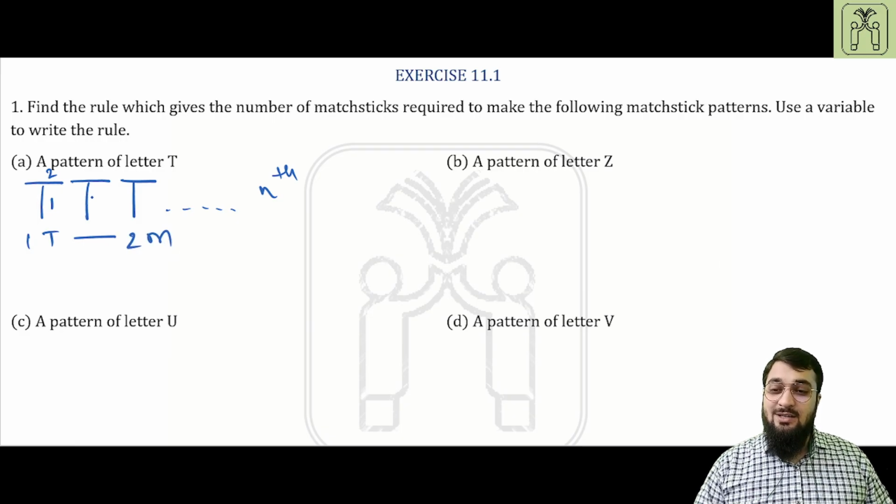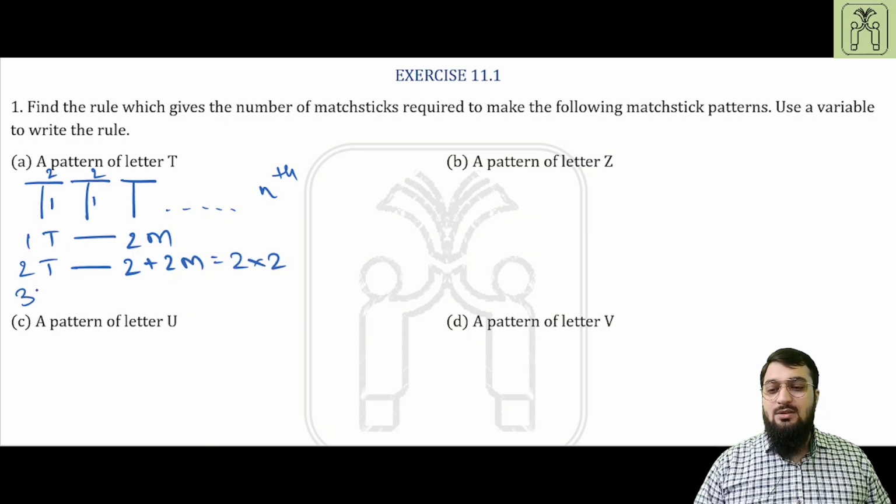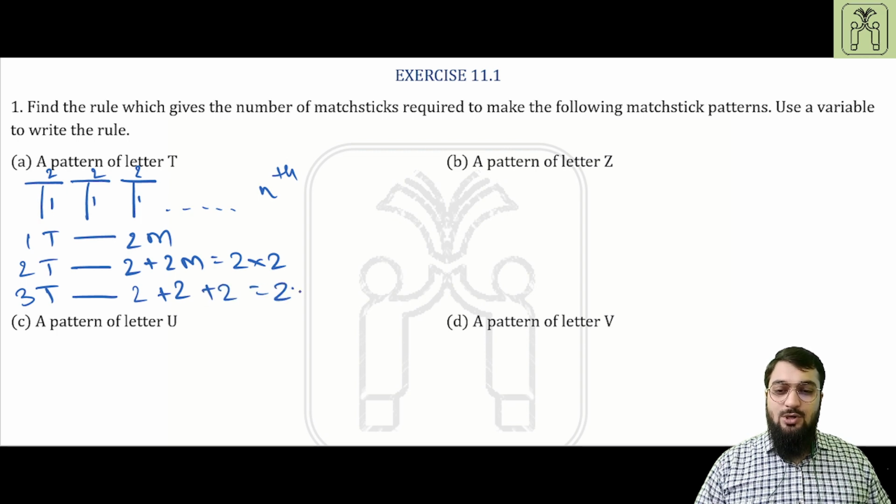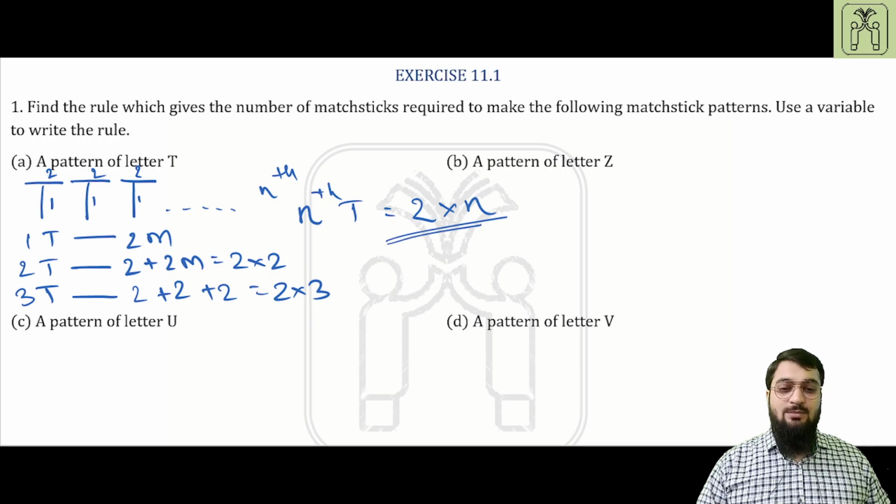Coming to the second T, it requires again 1 plus 2. So we can write 2T requires 2 plus 2 matchsticks, or we can write 2 into 2 matchsticks. The third T requires how many? 1 and 2 again, so it will be 2 plus 2 plus 2 matchsticks, that is 2 into 3 matchsticks. So looking at this pattern, we come to a conclusion that the nth T will require how many matchsticks? It will require 2 into n matchsticks, that is 2n matchsticks.